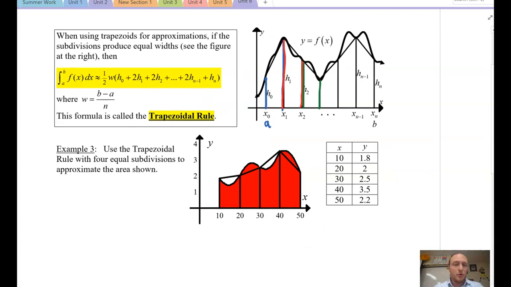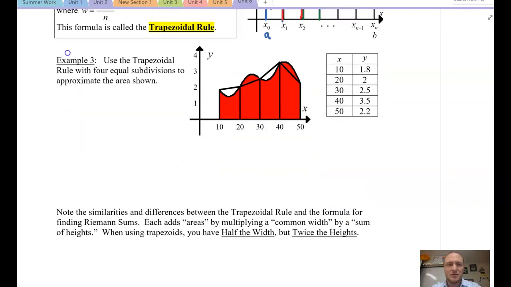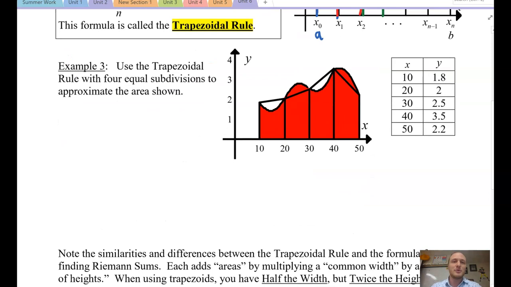So what about without a graph? Let's look at another formation of a function, and that is a table of values, and this should go pretty quick. It says use the trapezoidal rule with 4 equal subdivisions to approximate the area shown. Easy enough. I'm going to have 1/2 times the width. Notice all these widths are 10, times the summation of the heights. I'm starting out with this value at 10, which is 1.8.